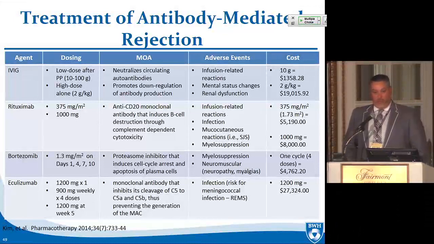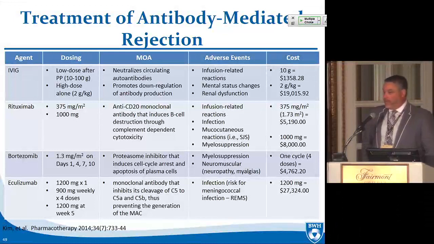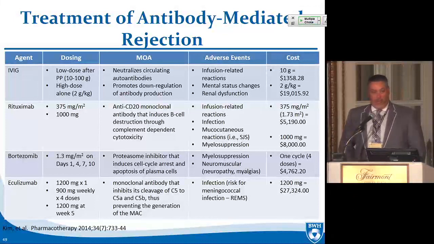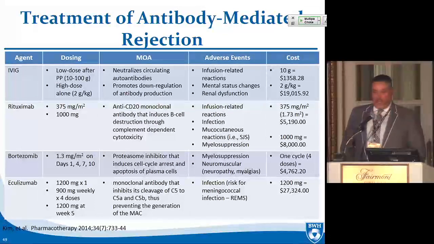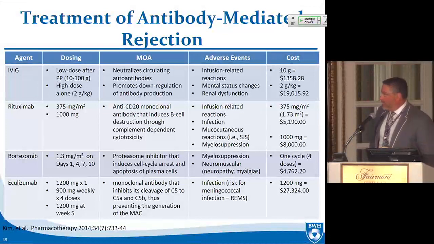There are 2 other proteasome inhibitors. One's called carfilzomib, and now there's an oral proteasome inhibitor called Indiximab. And my guess is that we're going to see a lot of use of Indiximab, especially as prevention of AMR in our high-risk patients. And then finally, eculizumab is a monoclonal antibody that prevents the cleavage of C5a to C5b and thus prevents the formation of the membrane attack complex.